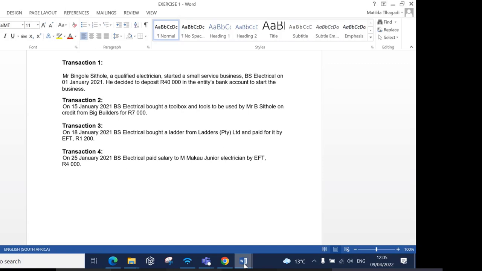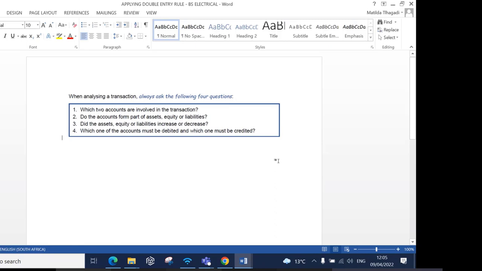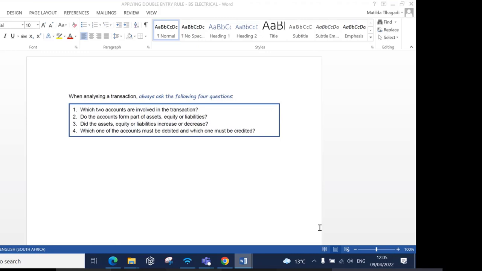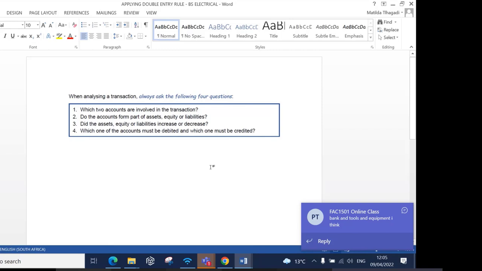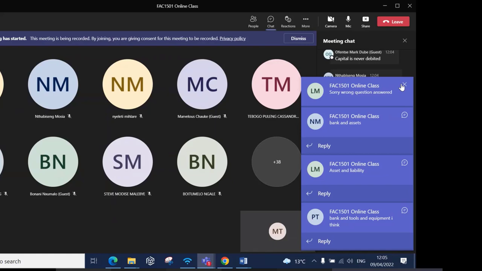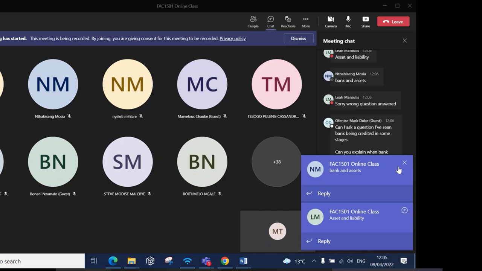So remember the question is, which two accounts are involved in the transaction? We're looking at transaction number two now. Everybody got 100% for transaction number one. What are the two accounts involved there? Bank and tools, I think, okay. Bank, asset and liability, okay.